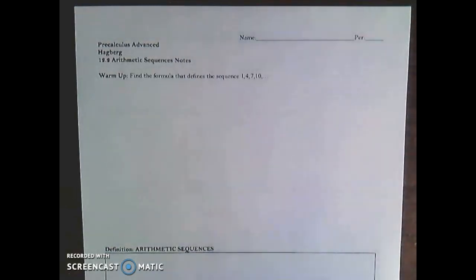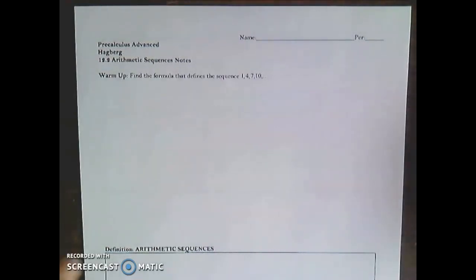Alright, let's jump right into 12.2. 12.2 talks about arithmetic sequences. Let's begin with a warm-up. Let's find the formula that defines the sequence 1, 4, 7, 10. Go ahead and pause the video, give it a try if you'd like.